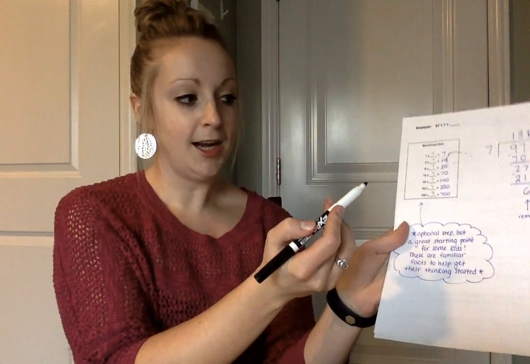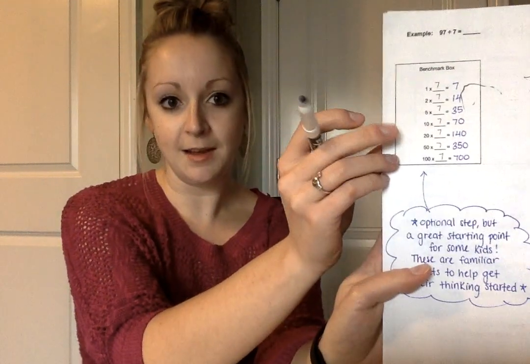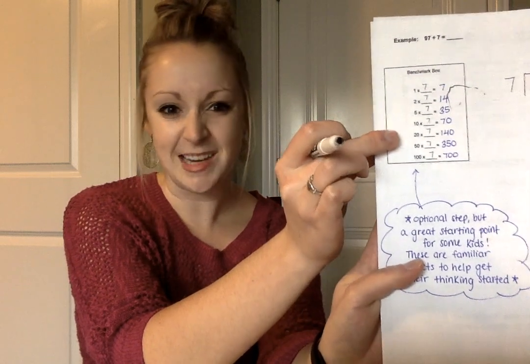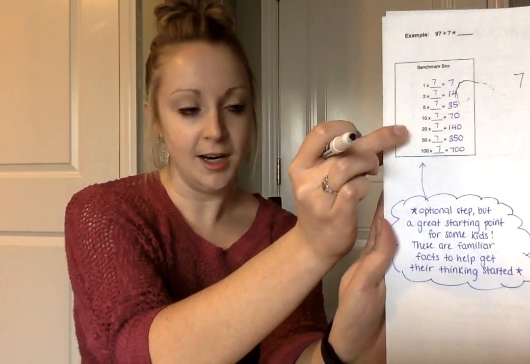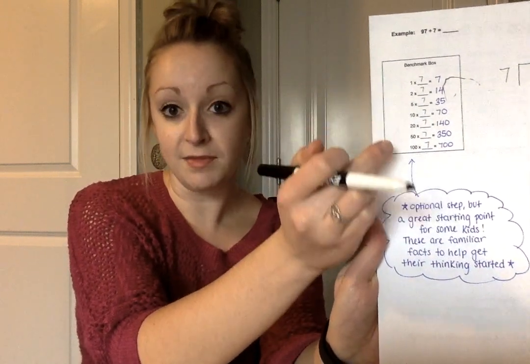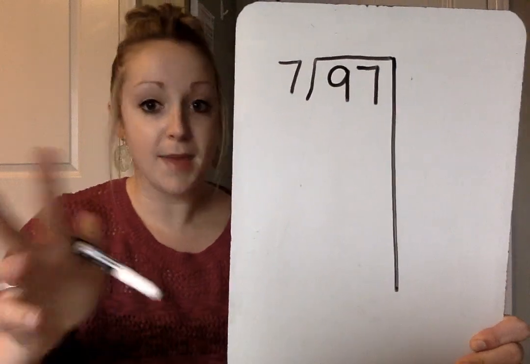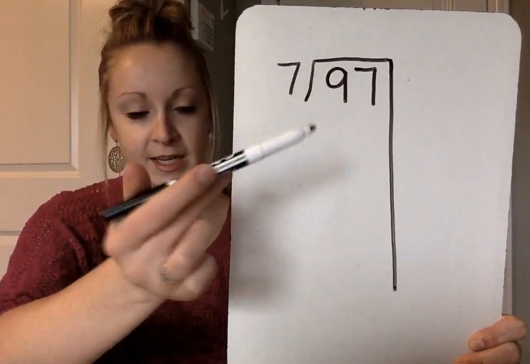Kids can use this step. Some kids are already thinking about these without having to write them out every single time. So this step is kind of optional. It's something that the students can use if they need it. So I set up my problem here. We call it the Magic 7 because there's a big 7 here.